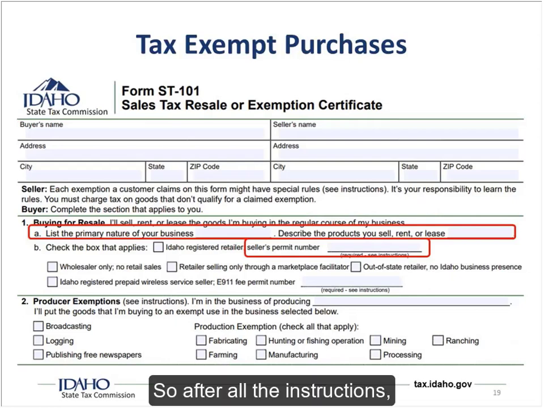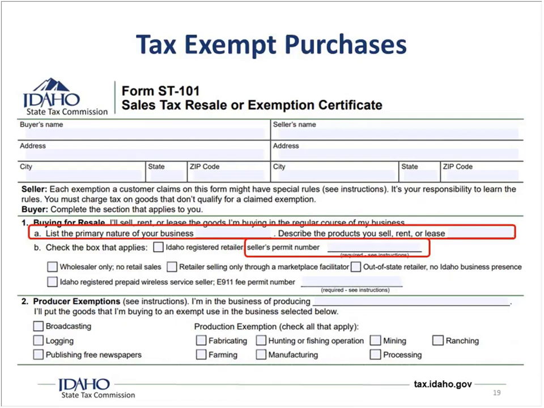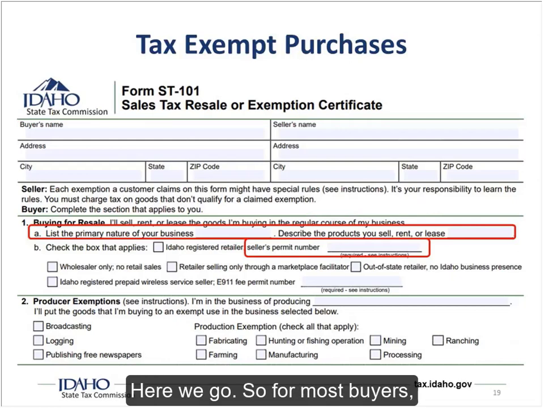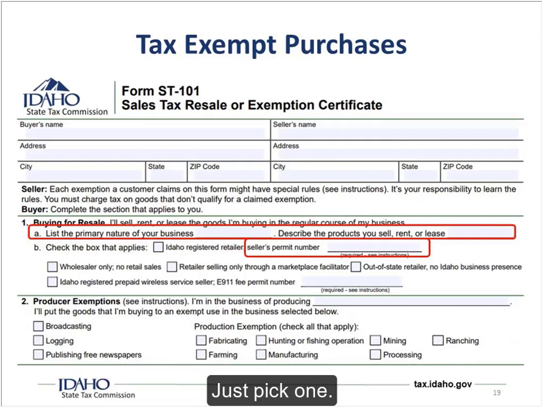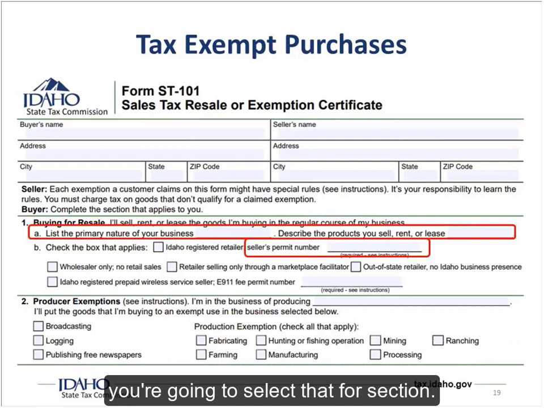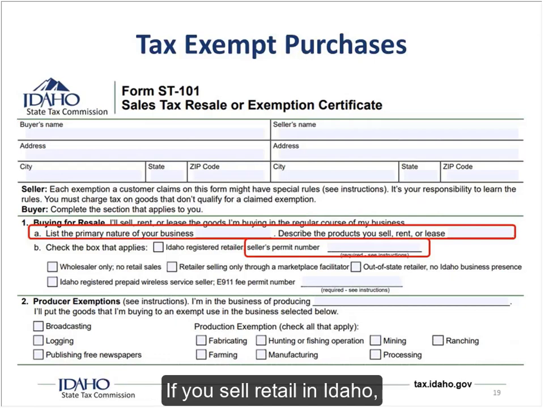So after all the instructions, this is the actual form or certificate. Hang on, I skipped a page. There we go. For most buyers, you're going to fall into one of the first two categories on this page. So you're only going to fill out one section. Even if you have a seller's permit and you're a producer, you don't need to fill out those sections. Just pick one. If you're buying items for resale, you're going to select that first section. If you sell retail in Idaho, you'll need to include your seller's permit number.